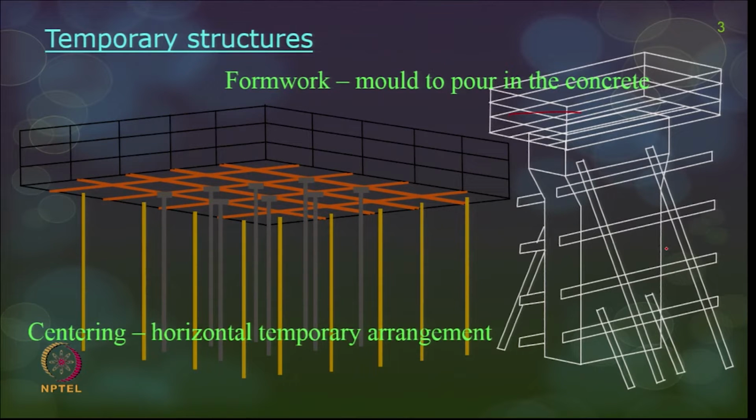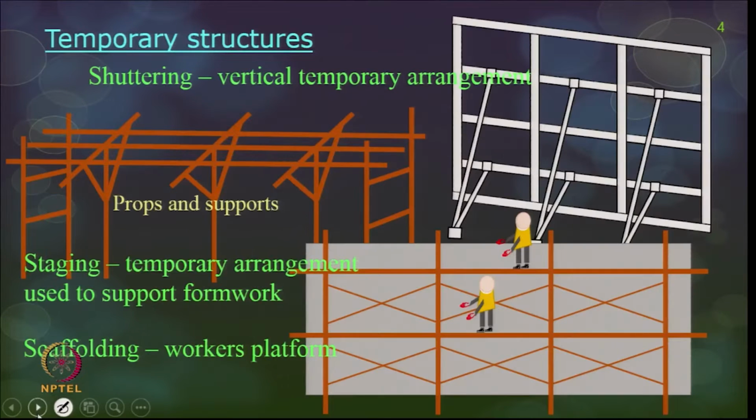Centering is nothing but the horizontal temporary arrangement. Slab form works are generally called centering. Slab beam form works are generally called centering. The next one is shuttering. All your vertical temporary arrangements are primarily called shuttering. So, your columns or your wall form works are generally called shuttering. This is a picture to show your wall form work, which is also called shuttering.